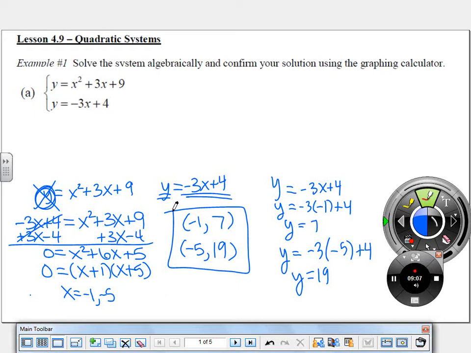7 was only obtained when I plugged in negative 1. So remember, there's some parabola on the graph, and it has some point negative 1 comma 7. This isn't a good picture. It should be like this maybe. Like negative 1 comma 7 over here, and then negative 5 comma 19 is up here.